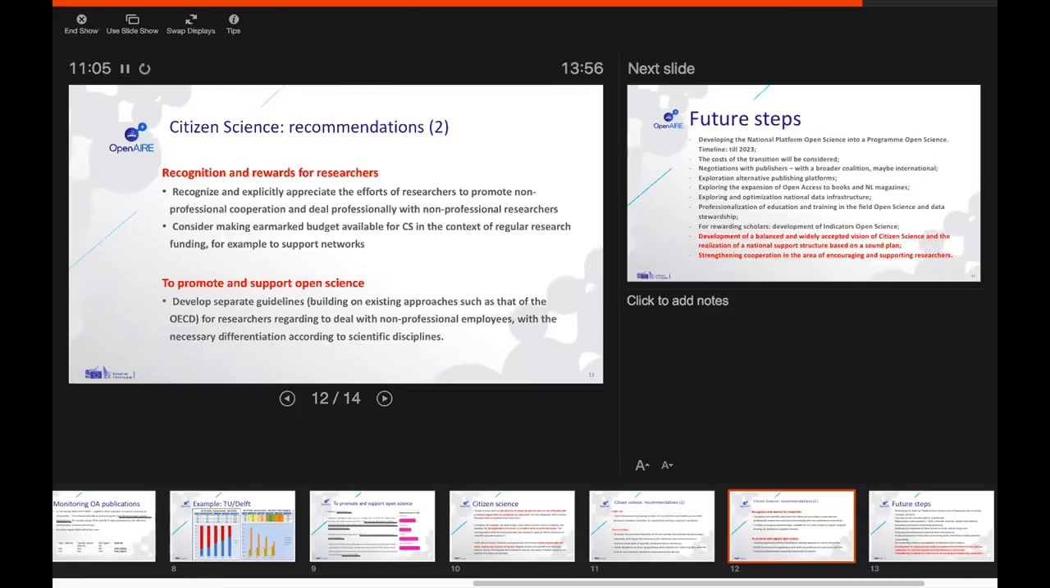If we want research to make use of citizen science, then it's also necessary to recognize and explicitly appreciate the efforts of researchers to do so, and to have a special earmarked budget available for citizen science, for example, to support networks. And for the theme supporting open science, the recommendation is to develop separate guidelines for researchers on how to deal with non-professional employees by discipline.